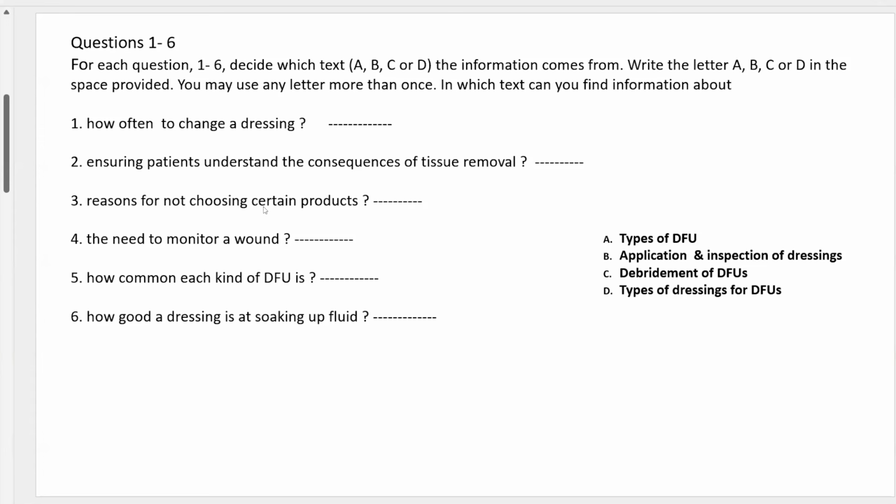Now, reasons for not choosing certain products. If you're not choosing certain products, what is the reason? So where will it be? In the disadvantages. Correct, because you're not choosing this. Types of dressing.